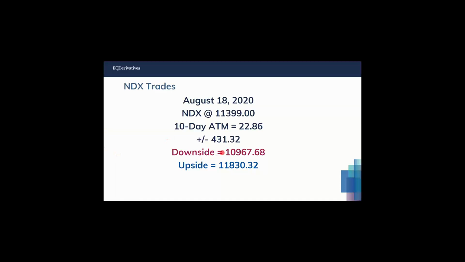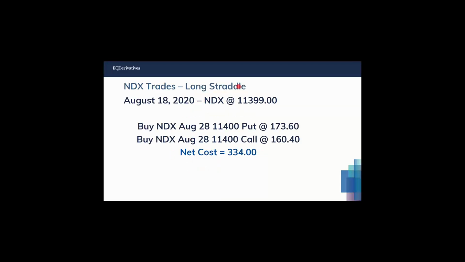So the downside is 10,967 and the upside's 11,830. Doesn't that look really wide? But we did just see that you've got a higher likelihood of the NASDAQ breaking out one way or another than the other two trades. Now, I am not a fan of the long straddle.